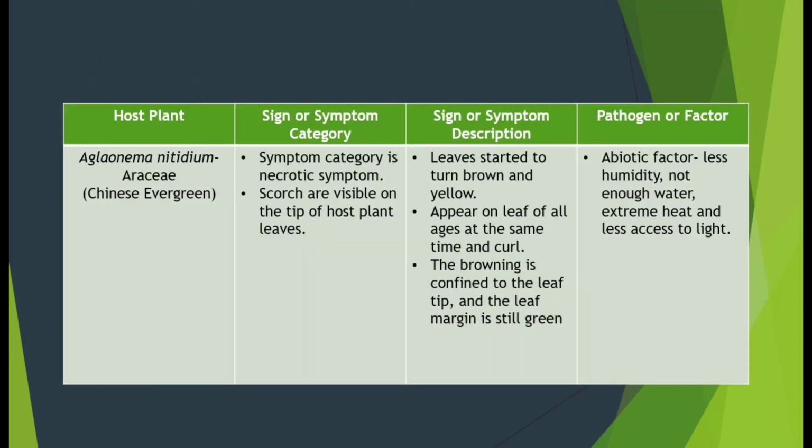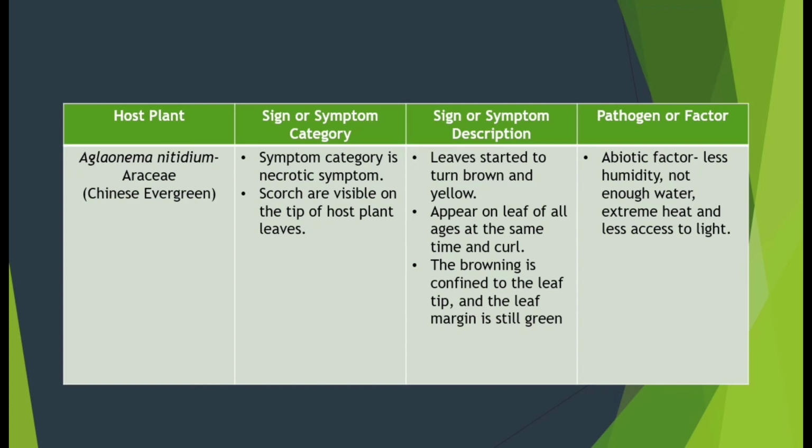The houseplant, also known as Chinese evergreen. The symptom category is necrotic symptoms. Scorch is visible on the tip of houseplant leaves. Leaves start to turn brown and yellow. It appears on leaves of all ages at the same time and they curl. The browning is confined to the leaf tip and the leaf margin is still green.